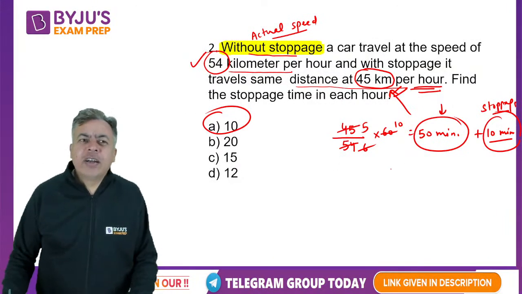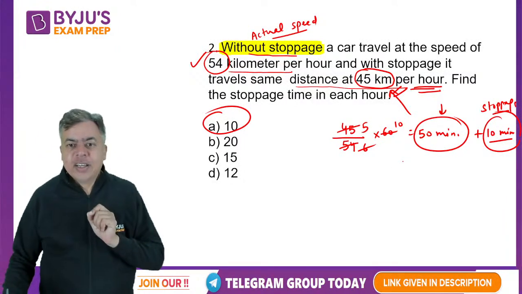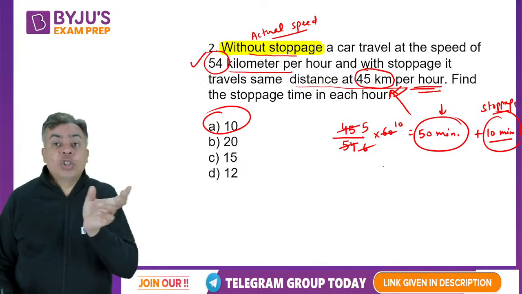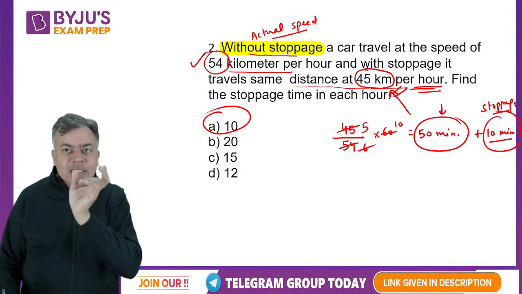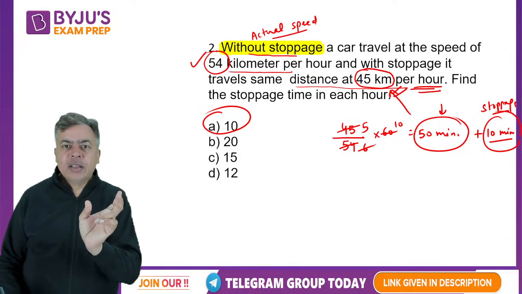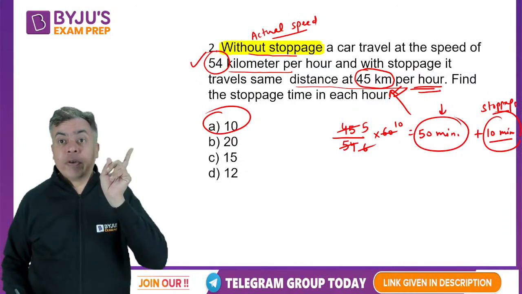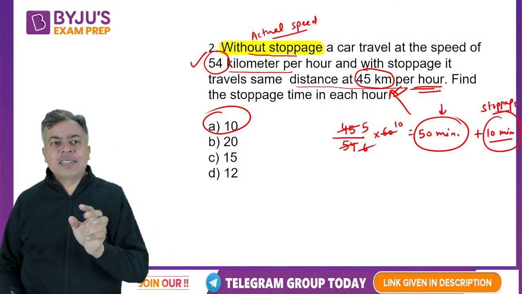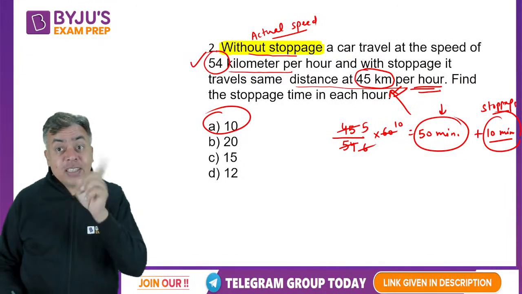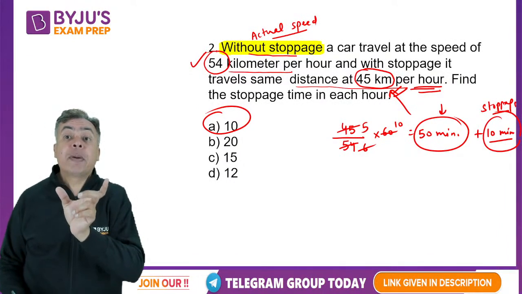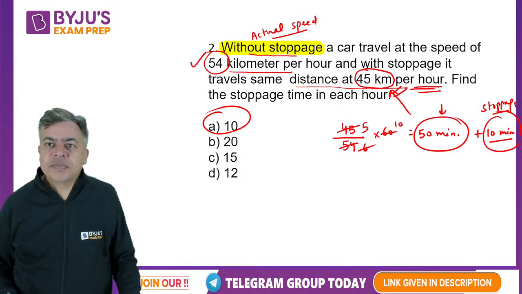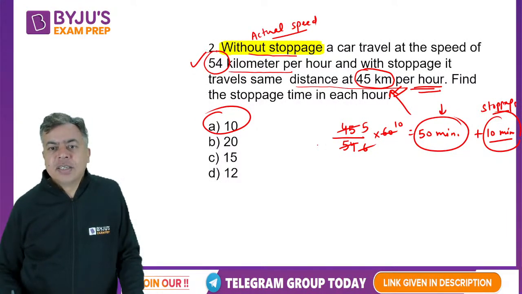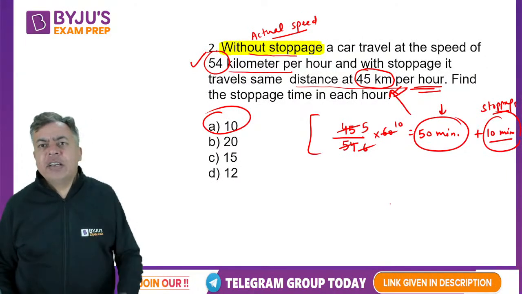This is one method if you can understand it logically. The 54 without stoppage is the real speed, and 45 kilometers per hour with stoppage means it is traveling 45 kilometers. When it is traveling, the speed must be 54, so it takes 5/6 hours, that is 50 minutes. So if 50 minutes it is traveling, 10 minutes it must be stopping. Are you getting the logic? Otherwise, I will tell you the other method also. That is a very easy method.